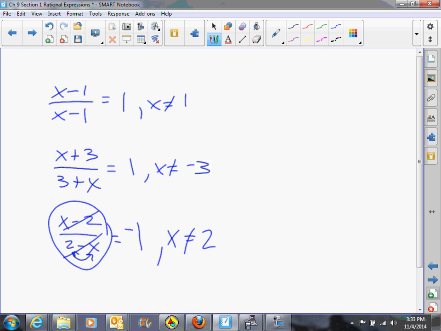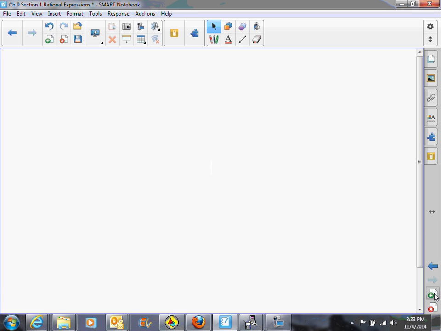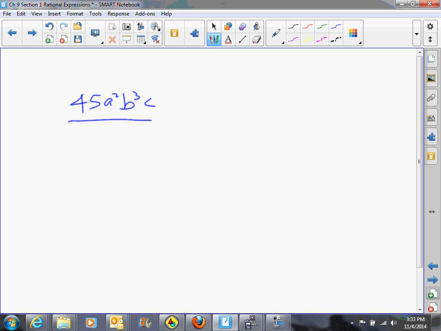Now, when you're simplifying rational expressions, sometimes we have big, long monomials to take care of. And let me give you an example of one of those. Let's say, for example, we say 45 a squared b cubed c over 36 a to the 4th b squared c cubed. Now, this is different from some of the expressions I showed you earlier because everything in the numerator is being multiplied together. Everything in the denominator is being multiplied together.